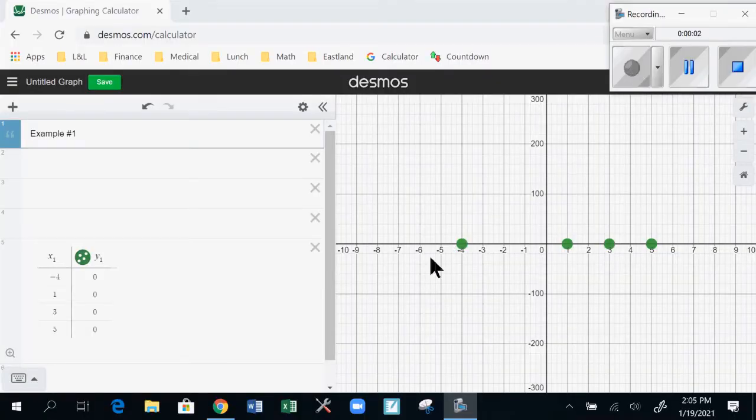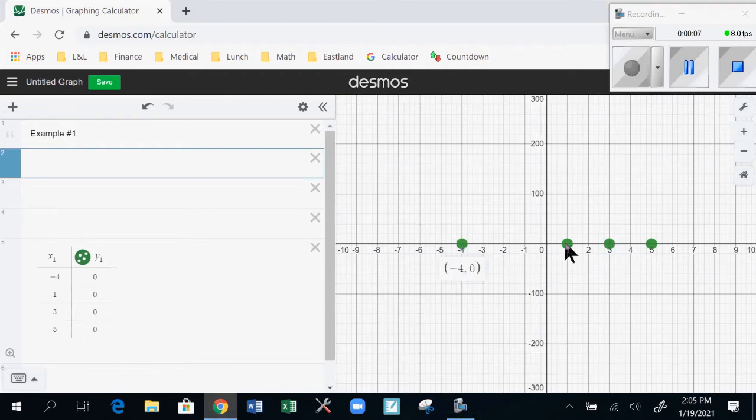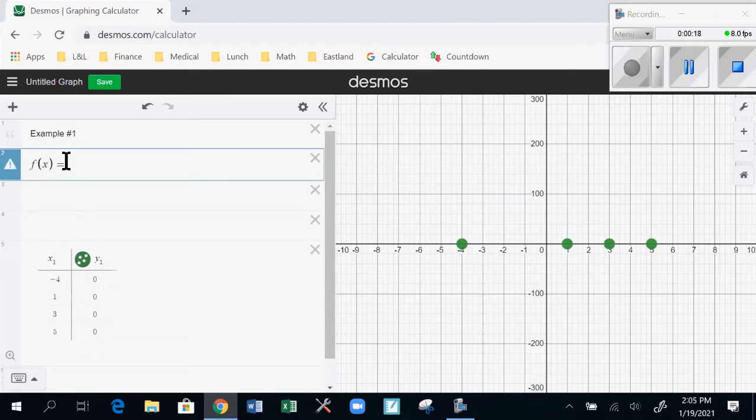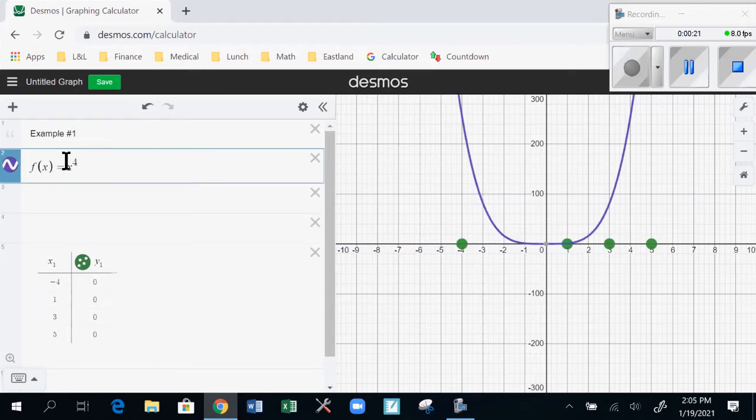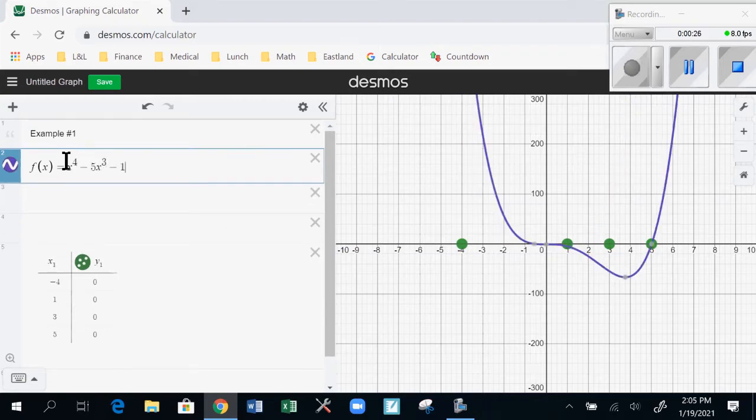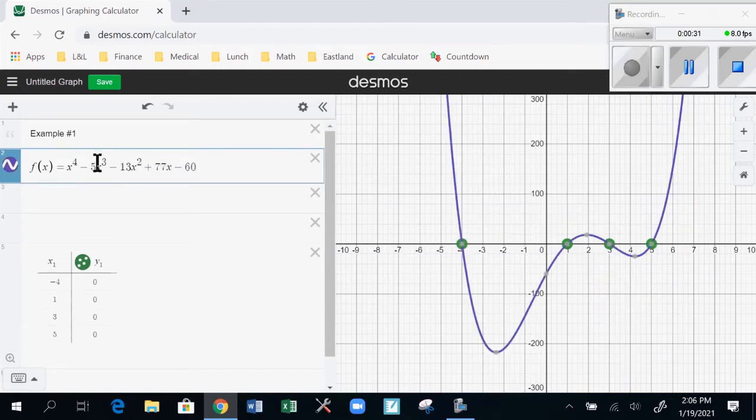All right, and here is a look at example number 1 now on Desmos. What I was trying to do was write this function that had zeros at -4, 1, 3, and 5. Here's how we would check our final answer. What we came up with is x to the 4th minus 5x to the 3rd minus 13x squared plus 77x minus 60. And look at that. We know we got the right answer. Fits like a glove. So that's one way you can check your work, make sure that you did this right.